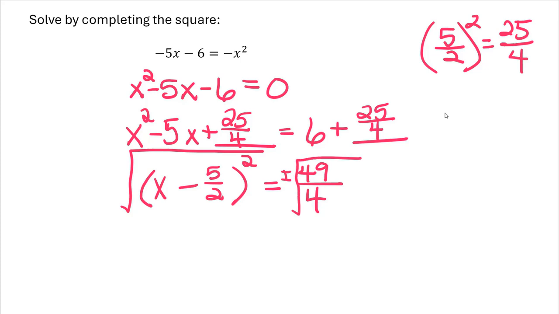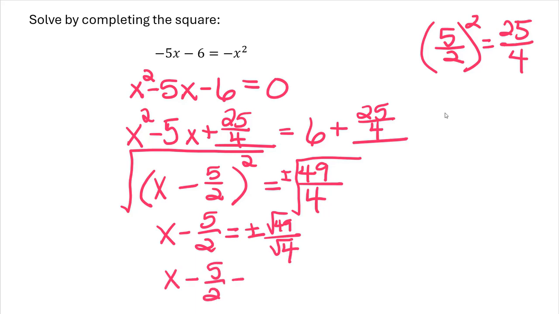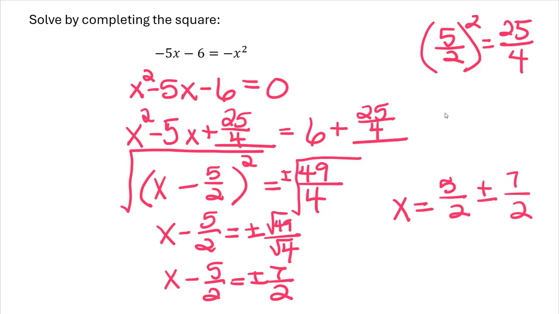On the left side, the square and the square root cancel each other out, so we have x minus 5 halves is equal to plus or minus the square root of 49 over the square root of 4. So x minus 5 halves is equal to plus or minus 7 halves. Now we're going to add 5 halves to both sides so that we can get x by itself. So x is equal to 5 halves plus or minus 7 halves.